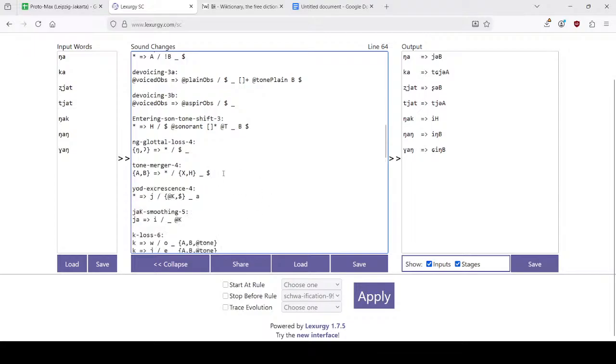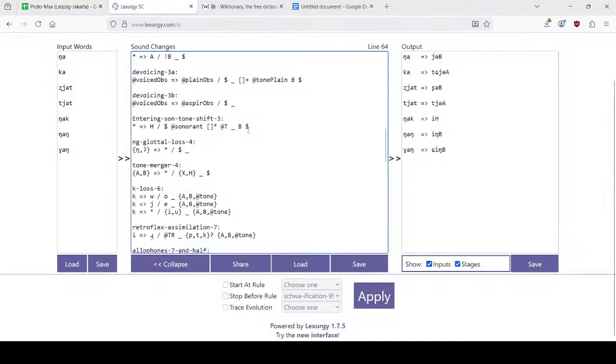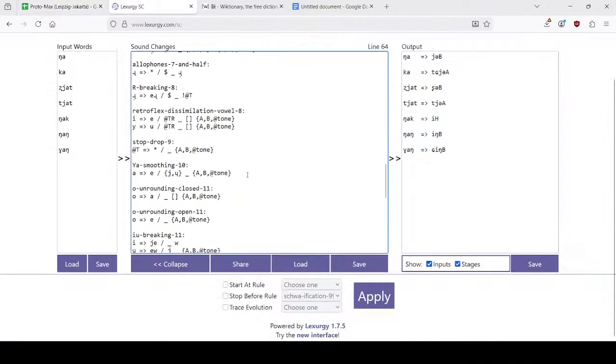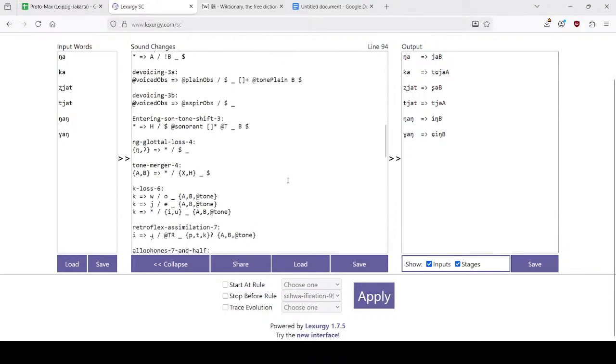These should go after yaw smoothing elsewhere. Yaw smoothing 10. If we apply that, things will mess up. Or maybe they don't. I think I'm comfortable calling that a loan word from some other variety. And nothing messes up, surprisingly. So that's quite nice. Now all we have to do is renumber all of the rules.